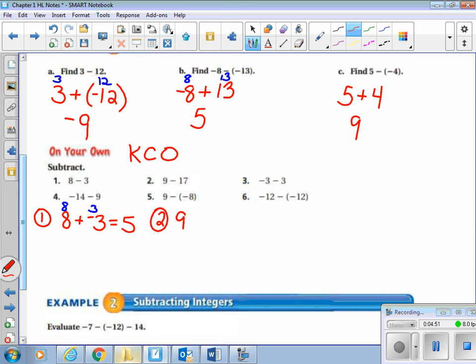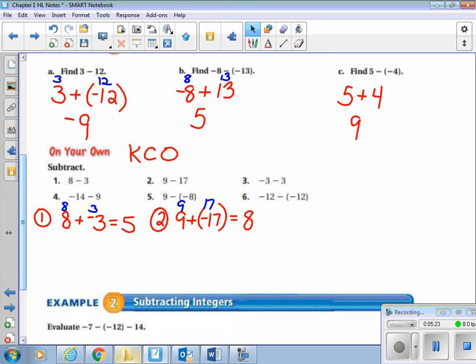In number 2, keep, change, opposite. 9 stays as my keep. Change from subtraction to addition. The opposite of 17 would be a negative 17, and I'm putting it in parentheses so that my addition sign and my negative sign are not right next to each other. I now see that I'm adding different signs, so again I'm finding the difference. I'm going to subtract my numbers. 17 minus 9 is 8. Check my absolute values. The absolute value of 9 is 9. The absolute value of negative 17 is positive 17. Since 17 is greater than 9, I'm going to take the sign of that 17, which was a negative. So your answer should be negative 8.